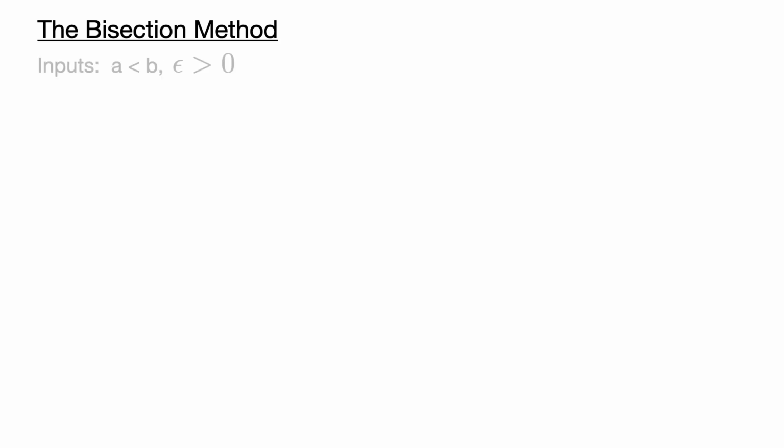Here's how it looks in code. We accept inputs a and b, where a is less than b, that's our interval of interest, and epsilon greater than 0, that's going to be the error that we're willing to tolerate.